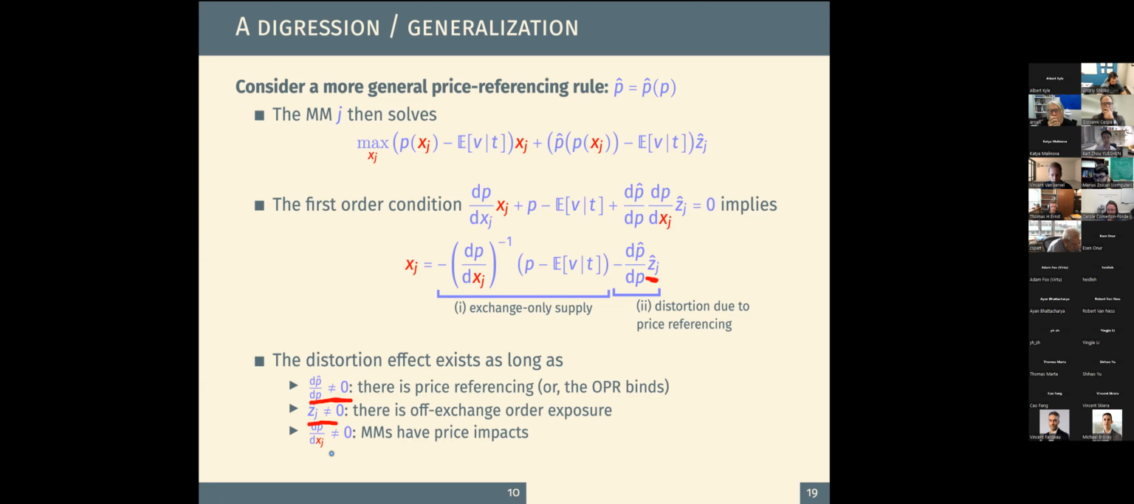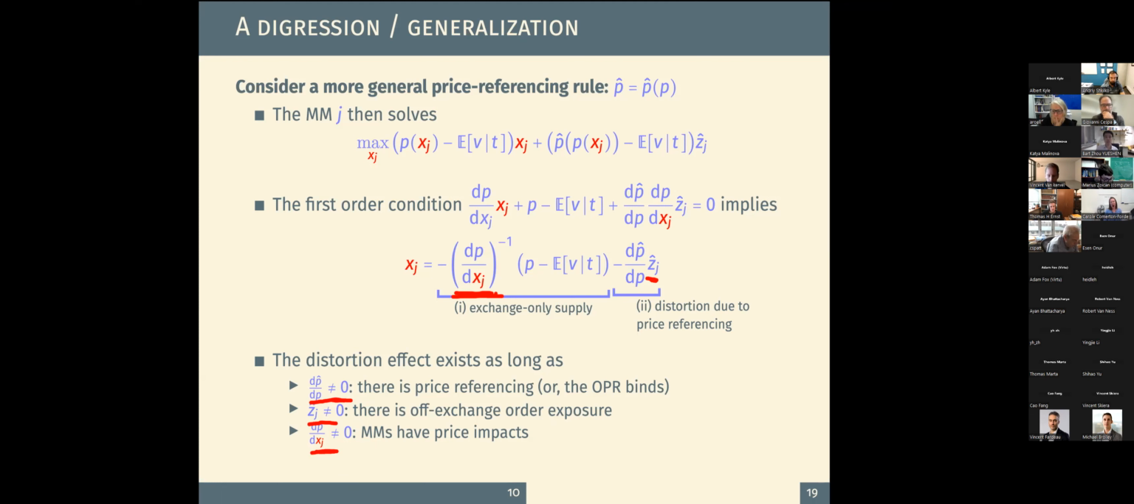A last condition that's a little bit subtle here is that dp over dx_j, so the market makers have to be large because we are inverting this price impact here. If this coefficient is zero, then we cannot invert this, and then we don't have this price distortion effect either. So we need all these three conditions: market makers being large, there is off-exchange exposure, and the off-exchange price is indeed referencing the on-exchange price for this distortion to happen.